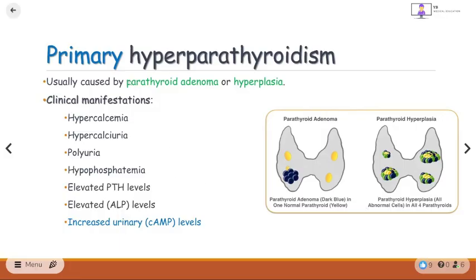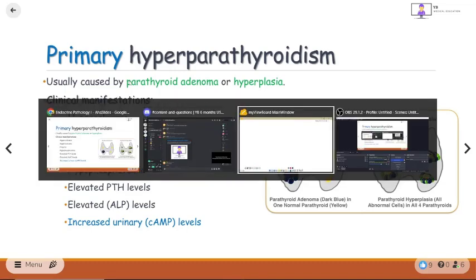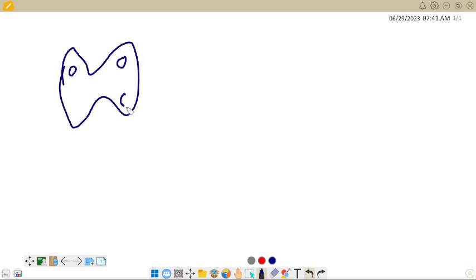Okay, so we have three types of hyperparathyroidism. We just finished talking about hypoparathyroidism. You might remove the gland completely while doing thyroid surgery, or you could have autoimmune destruction of the parathyroid glands, or you could have DiGeorge syndrome, in which you don't have development of the parathyroids at all.